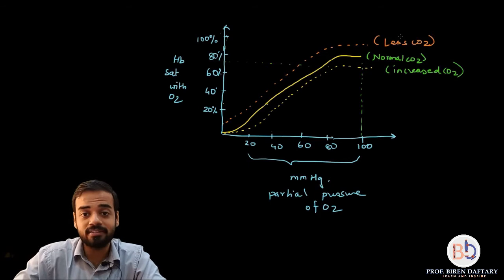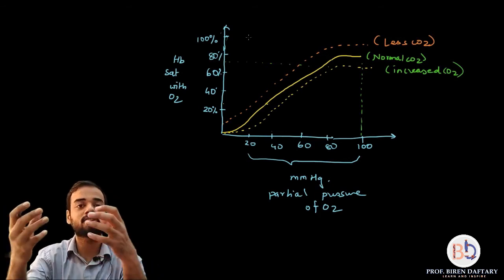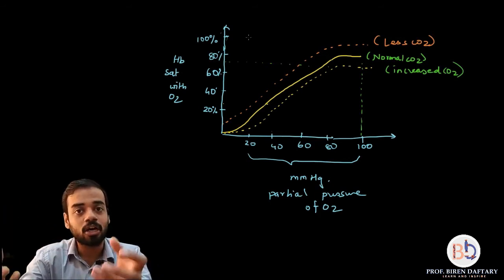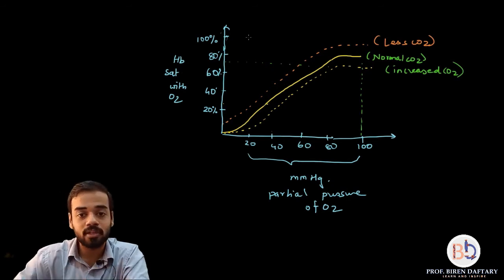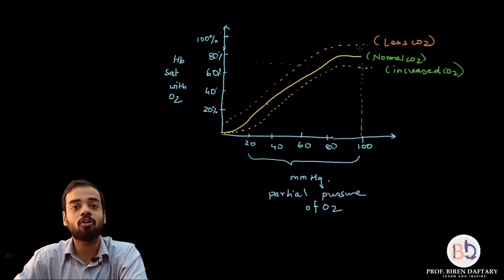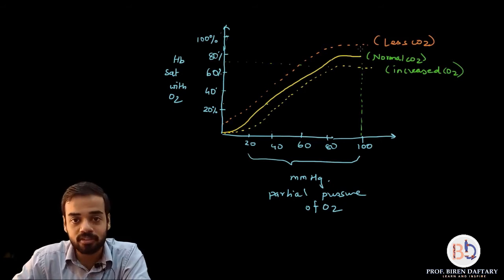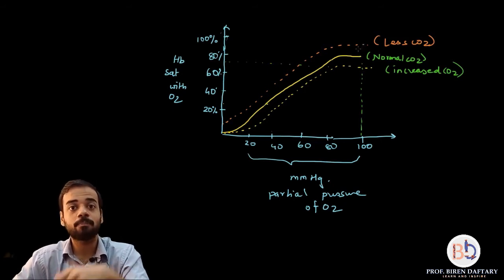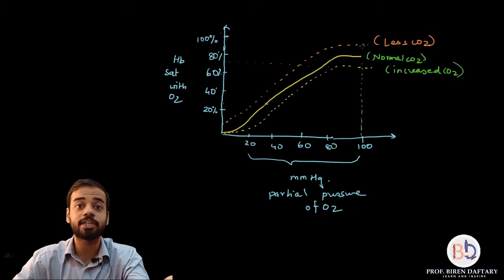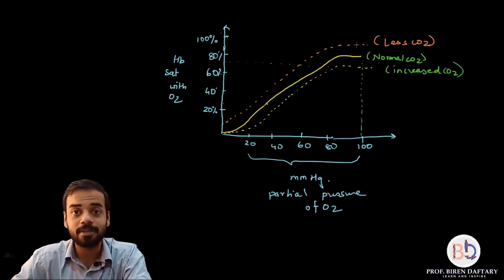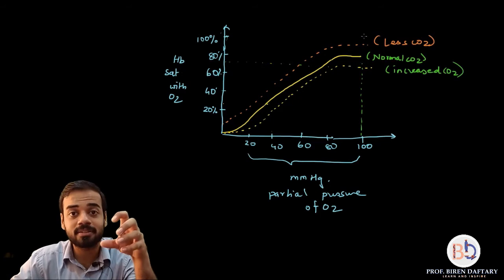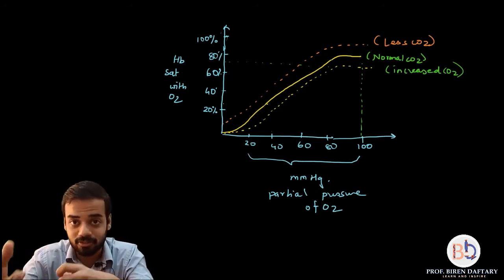So now why is it shifting to the left? Because the partial pressure of carbon dioxide is less. So now oxygen can easily bind to hemoglobin. Comparing those same values at 100 millimeters of mercury partial pressure of oxygen, now the percentage saturation will be even more. It might even be 100%. Because now the carbon dioxide partial pressure is less, so it is not interfering much with oxygen.